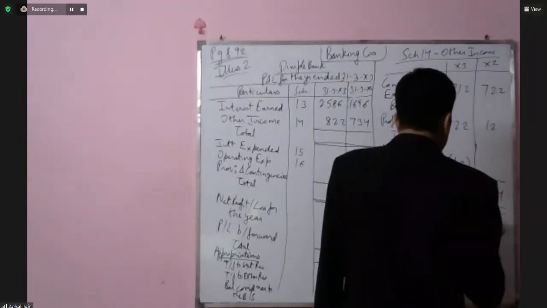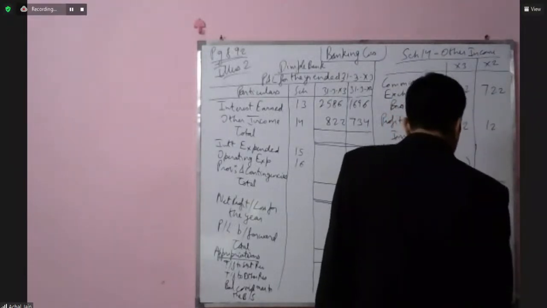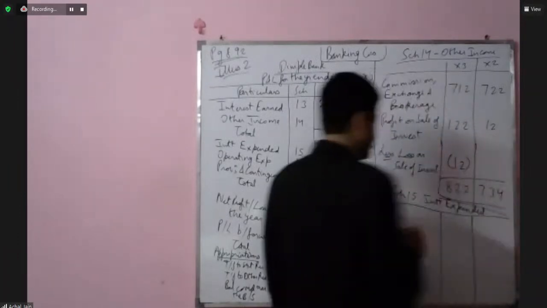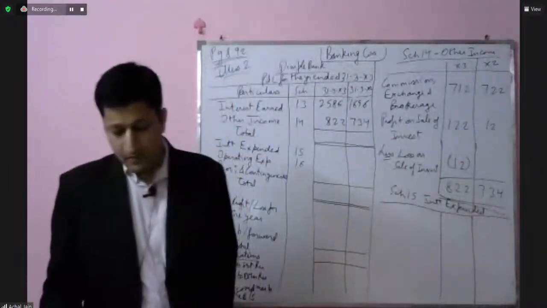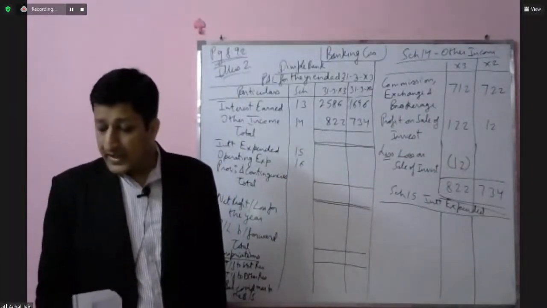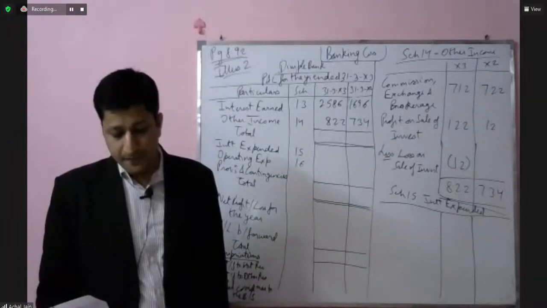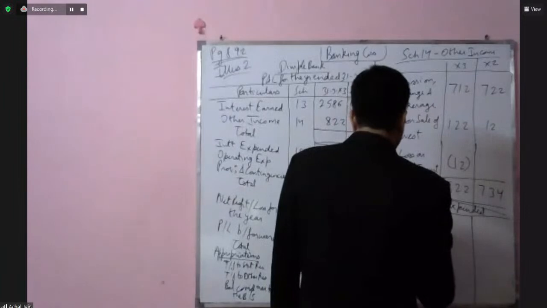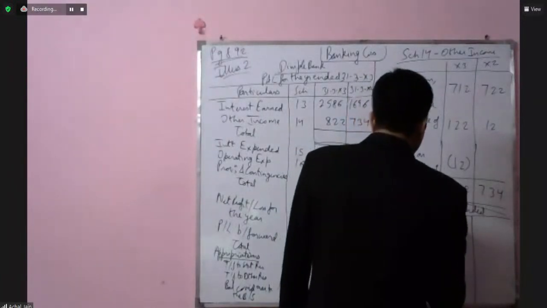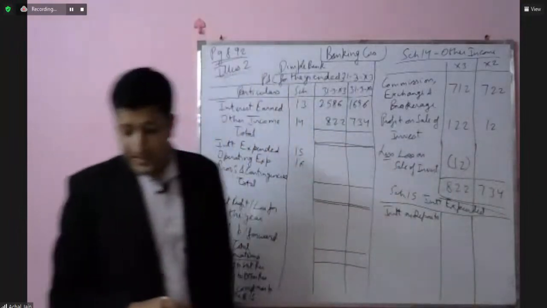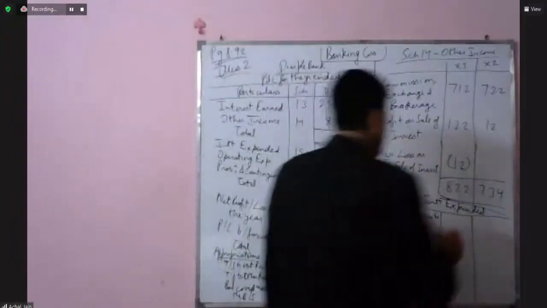Interest expended. So there we have interest on deposits. On the deposits, bank will have to pay interest. So what's the amount? 822 and 612.